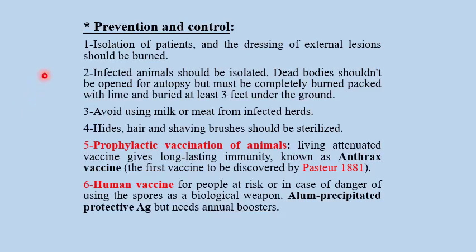Prevention and control. Number one, isolation of the patients, and the dressing of the external lesions should be burned. The spores here can live very easily, as we said, in non-living sources, in the soil, anywhere they will survive. So it is very important when my contaminant or infectious agent is spores that there are strong precautions for the prevention.